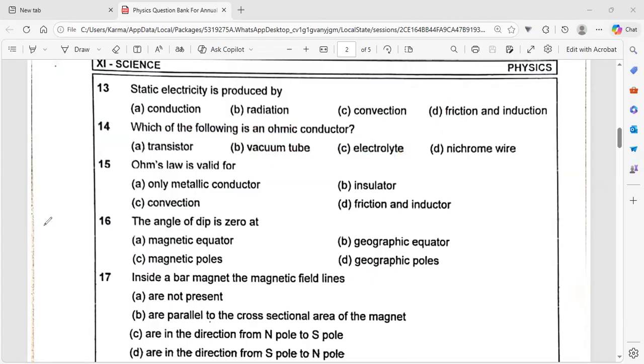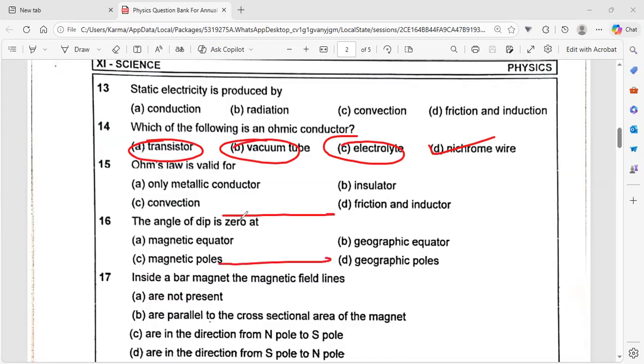Which one of the following is an ohmic conductor? I think it's the nichrome bar. In an electrolyte, the conductivity depends upon the strength of the solution. Vacuum tubes and transistors are more or less the same, but their conduction is controlled by the grid, and in the case of a transistor, by the base voltage. So I won't take them as an ohmic conductor. Ohm's law is valid only for metallic conductors, which looks good.